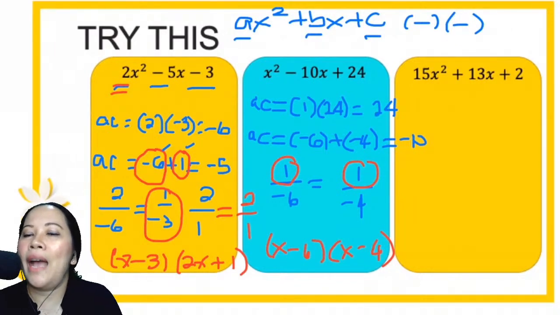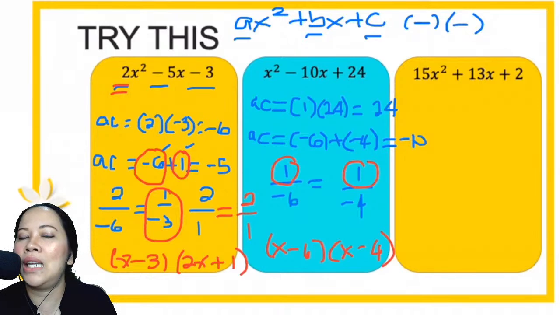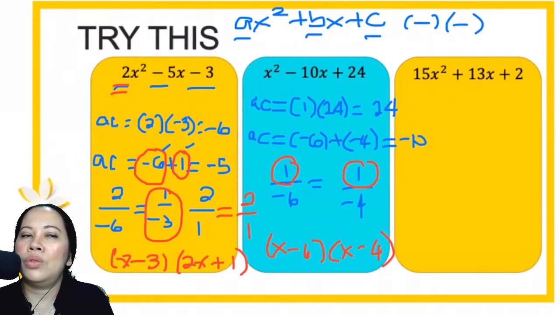You cannot have 3 and 10 for the reason that the middle term is 10. So 3 plus 10 is 13, and 3 times 10 is 30. So the first thing that you have to look for are the factors of 24.